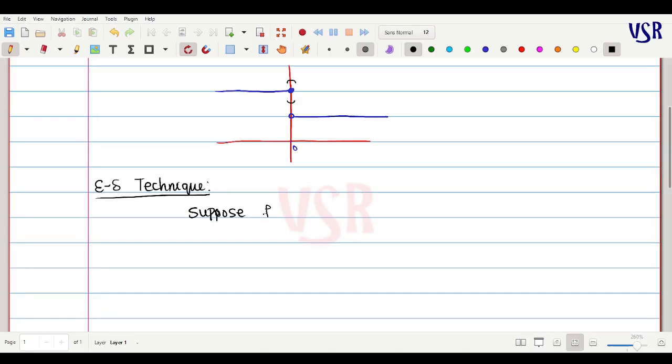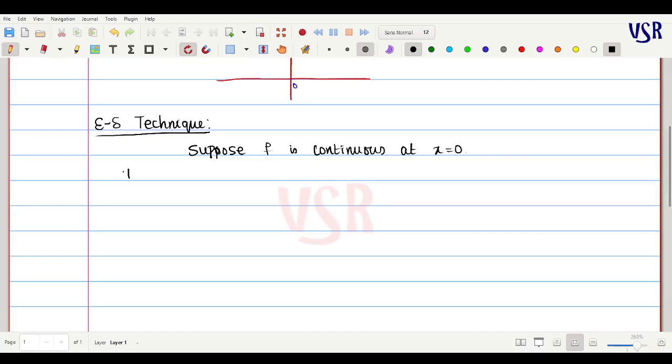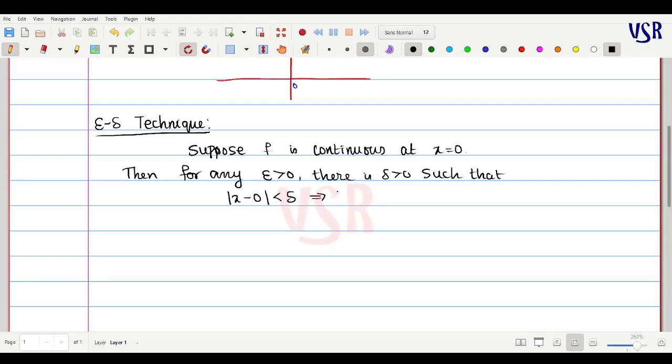f is continuous at x equal to 0. What it means is, then for any epsilon positive there is a delta, this delta positive such that whenever modulus of x minus 0 is less than delta, this implies that modulus of f of x minus f of 0 is less than epsilon.